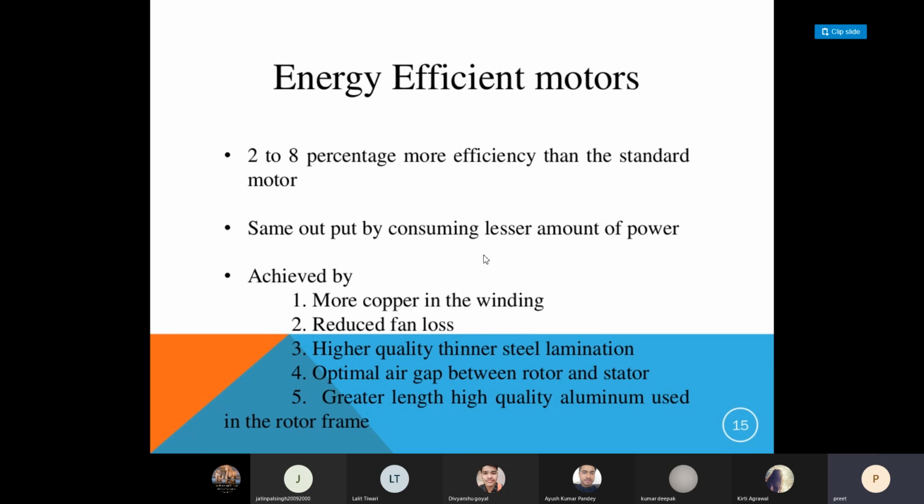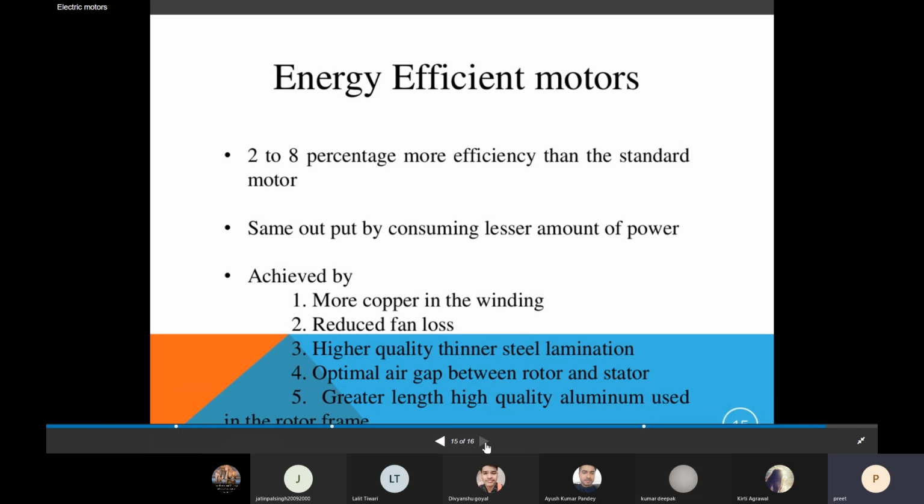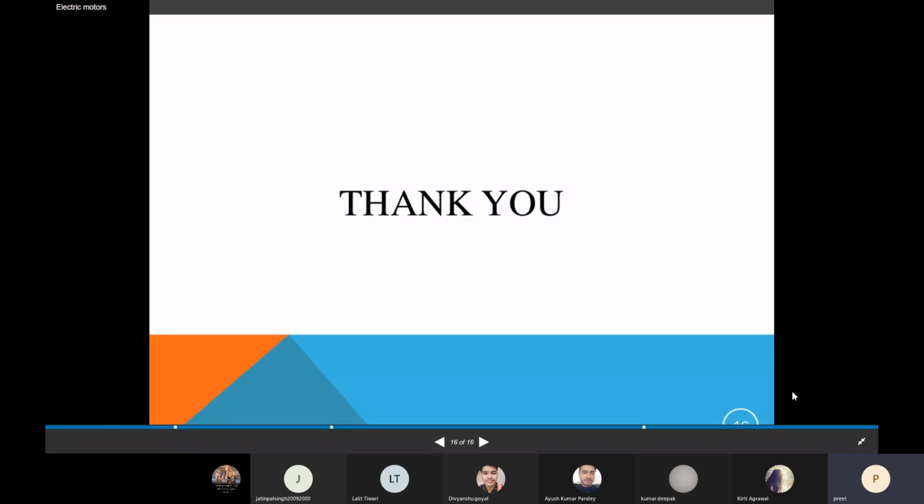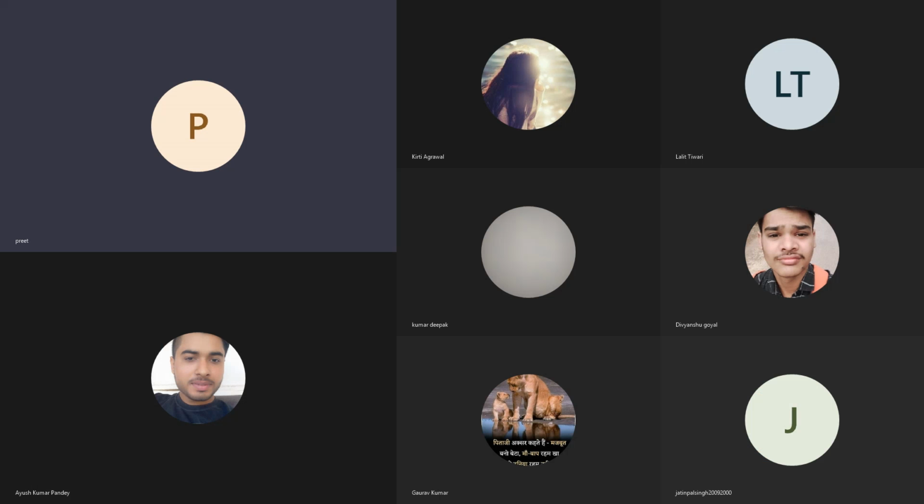You can have an optimal air gap between rotor and stator, so that there will be minimum leakage flux, and the maximum flux of the stator and rotor gets linked to each other, which finally leads to maximum power output. There is one more method to increase the efficiency, and that is by using greater length, high quality aluminum in the rotor frame. So that was a brief about the energy efficient motor and how you can achieve it.